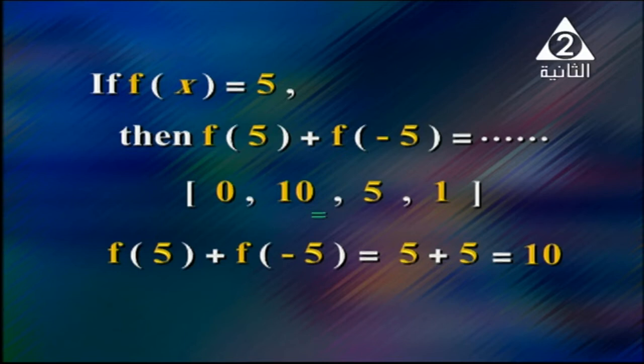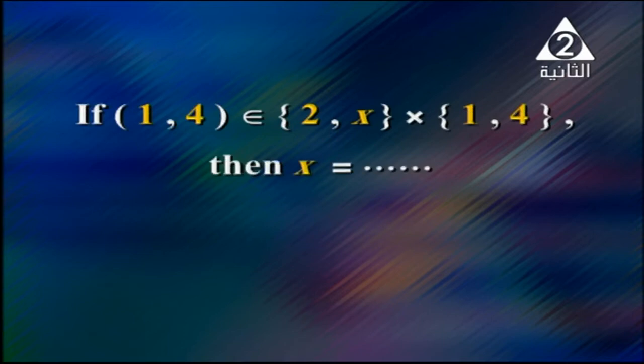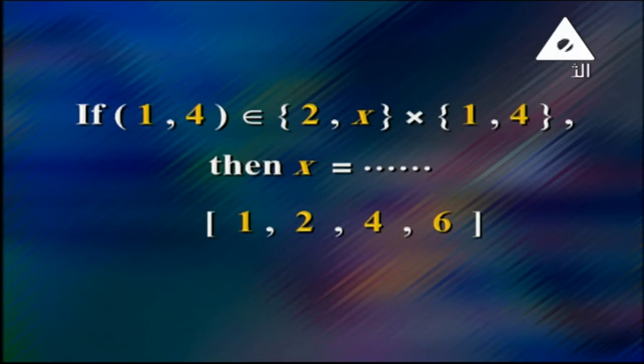Another example. If (1, 4) belongs to {2, x} cross {1, 4}, then x equals what? Is it 1, 2, 4, or 6? First of all, when you make the cross product, it is (2, 1), (2, 4), (x, 1), (x, 4). What about (1, 4)? Yes, (1, 4) belongs to (x, 4). So in this case, we can say that the value of x will be 1, which is the first choice.